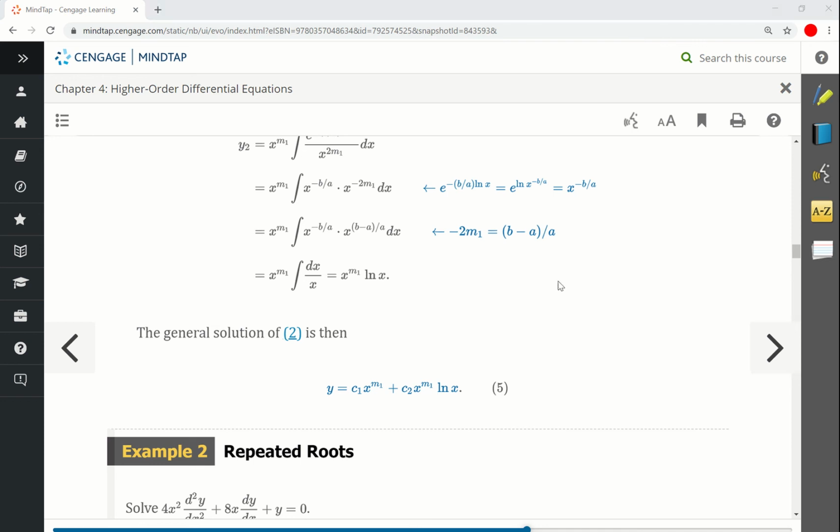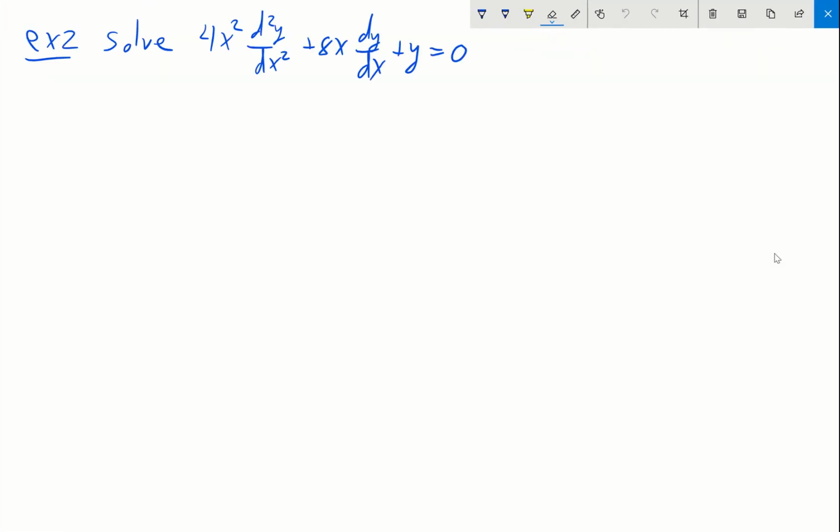Let's do one of these together. Let's take a look at example 2. We want to solve 4x squared times the second derivative of y with respect to x plus 8x dy dx plus y equals 0. We look at this and say, okay, this is definitely a Cauchy-Euler equation. The second derivative is paired with x squared. The first derivative is paired with x. And the function itself is paired with the constant.